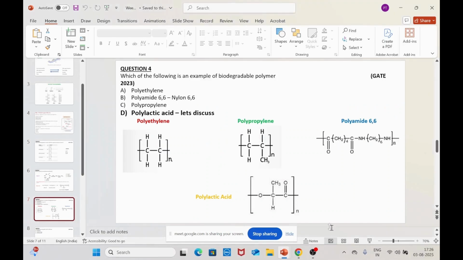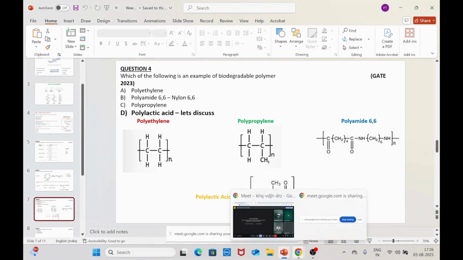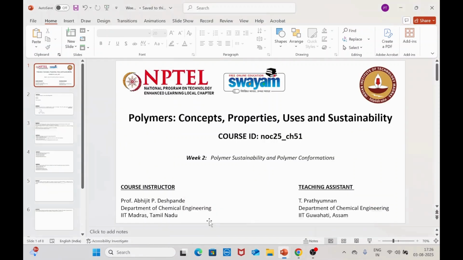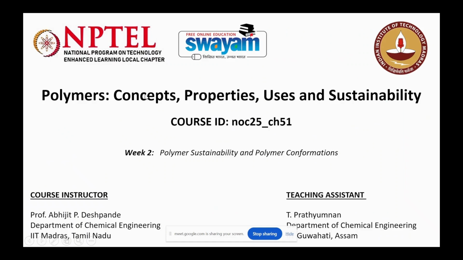So this is about the concept of polymer sustainability. After polymer sustainability, we have a few discussions related to the states of interest, wherein we discuss crystalline polymers and amorphous polymers, and then we move on towards their application.